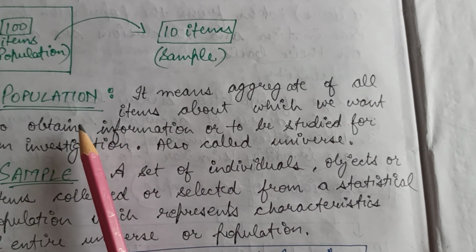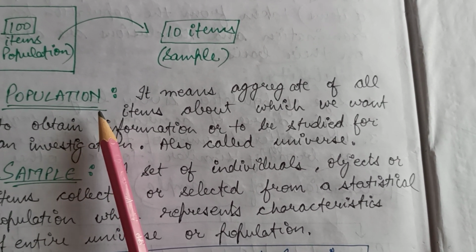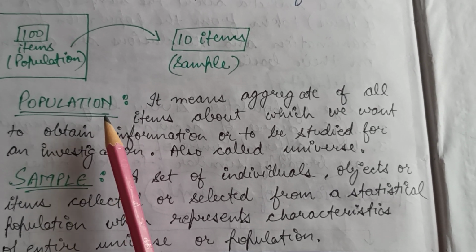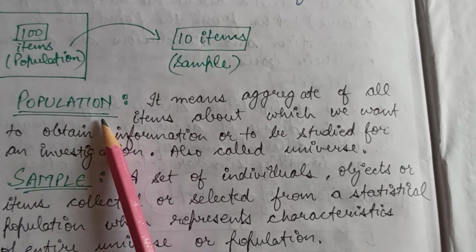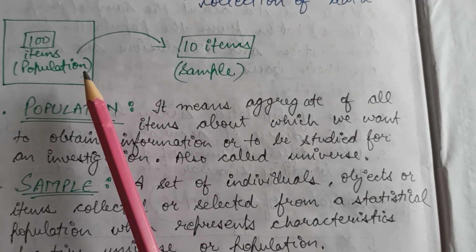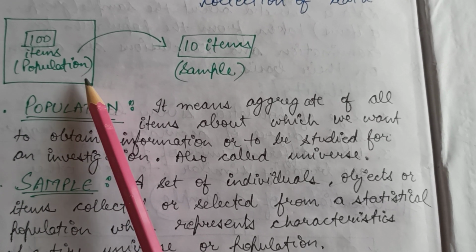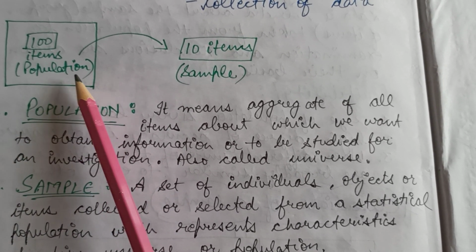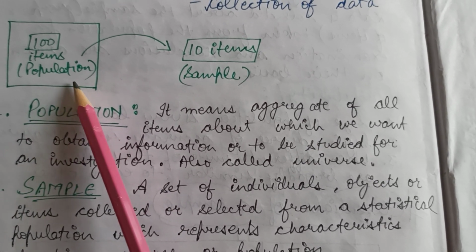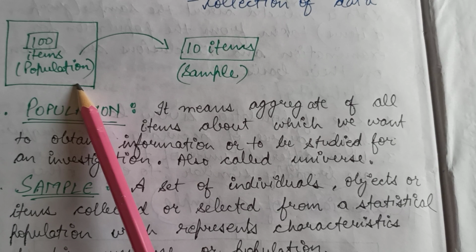Over here the population doesn't refer to the population of a certain country, like 1.3 billion. No, the population over here refers to, for example, if I want to collect information about the 100 individuals who are living in my locality, so that will be the population. That is the items through which I will collect my information.